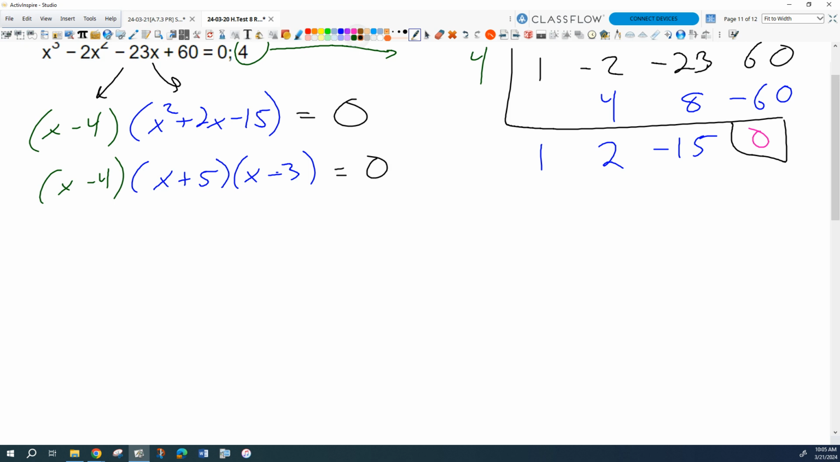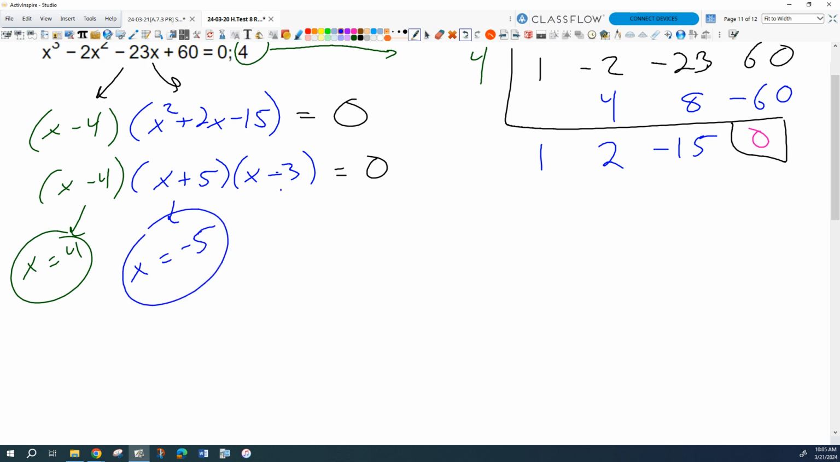So what are my solutions then by the zero product property? X equals 4, we already knew, but the other ones that we didn't know are, whoops, what's this one? Or, there we go. Okay, give me thoughts. That make sense?